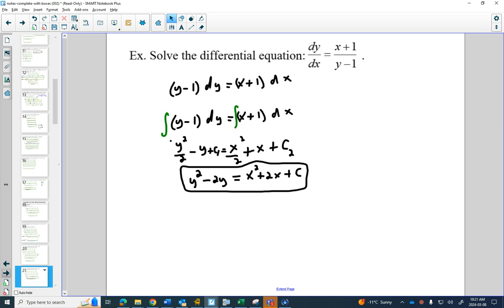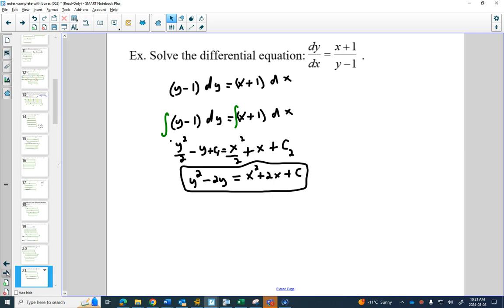Multiply everything by 2, put your c's together. And you get y squared minus 2y equals x squared plus 2x plus c. That is our implicit equation.